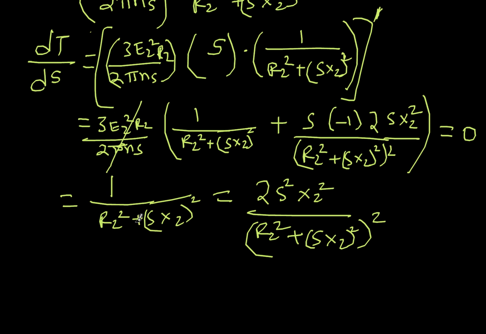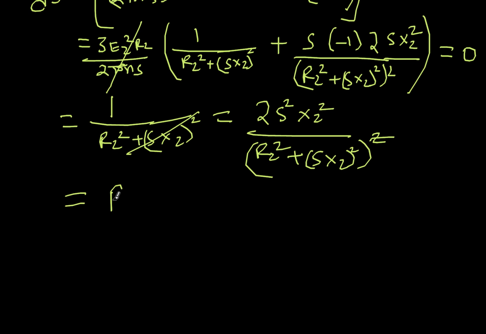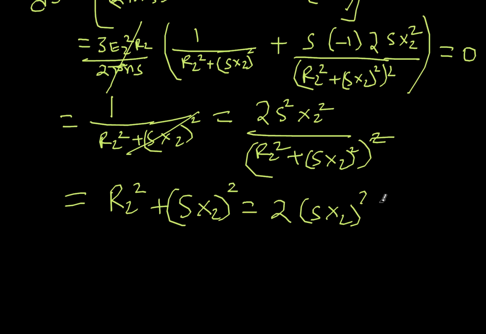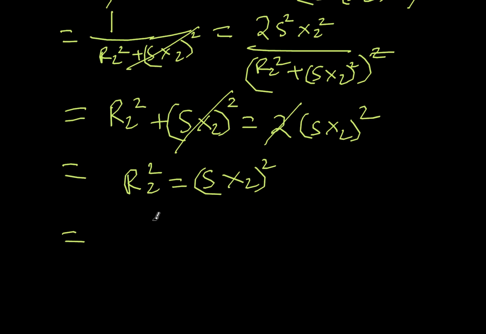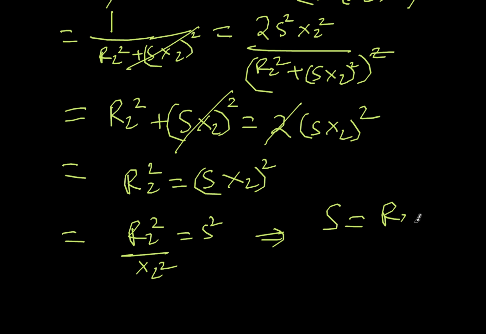Now on either side, I can cancel out this with 1 power, then this will go here and multiply. I get a simple expression like R2 square plus Sx2 whole square equal to 2 into Sx2 whole square. This term I can cancel out from here and I can remove 2. So finally I get R2 square equal to Sx2 whole square, or R2 square equal to S square x2 square, which implies that S equal to R2 by X2.